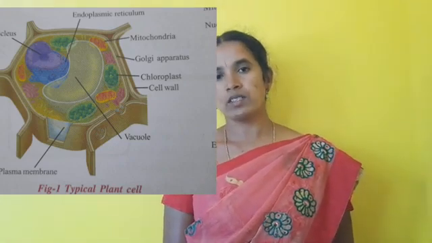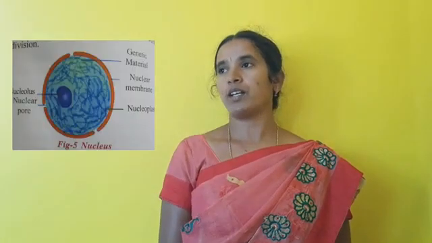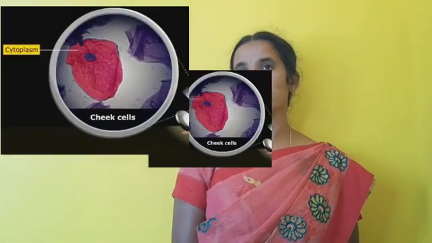Next topic is the nucleus. We can understand the nucleus through a lab activity. First we will discuss the aim: to observe the nucleus in cheek cells. Next, what are the materials required?